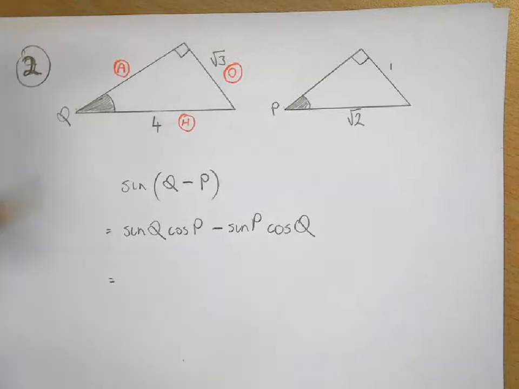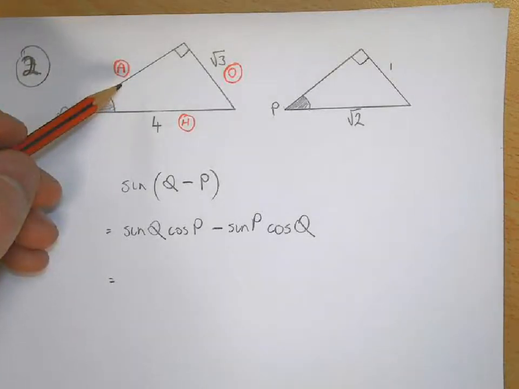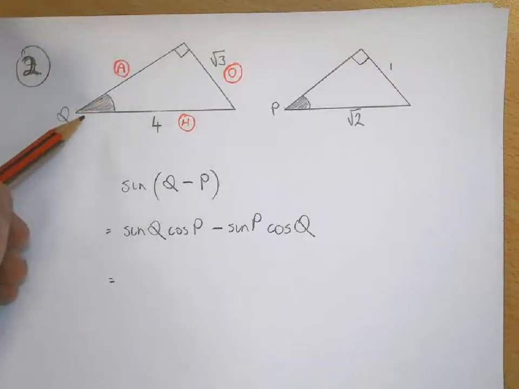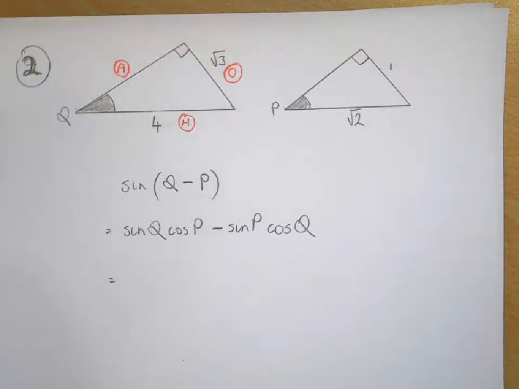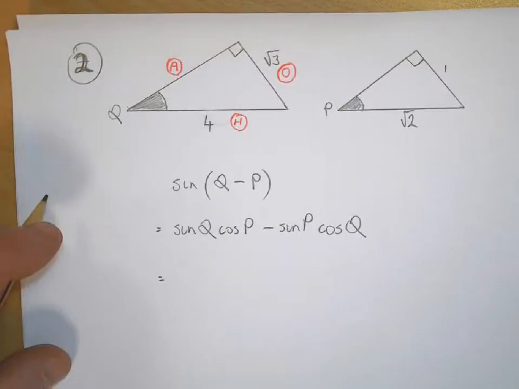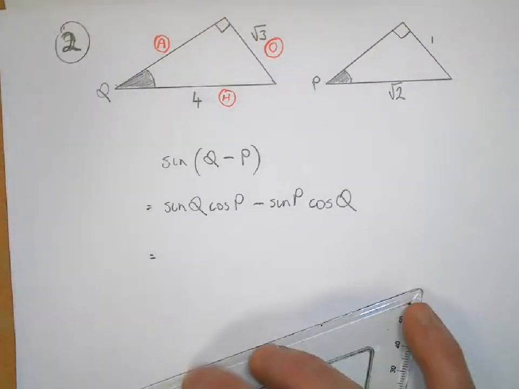So for this triangle here, we can write down all the different values of Q. For example, we could work out the sine of Q. So let's write that just over at the side. In fact, let's just do it down here. What about that line there? That equals.